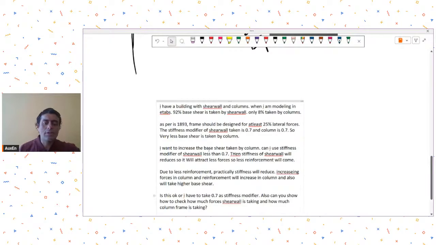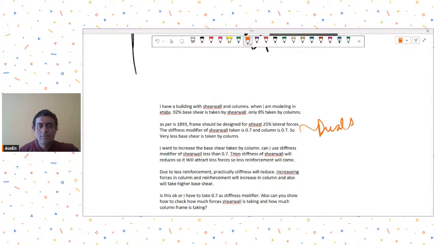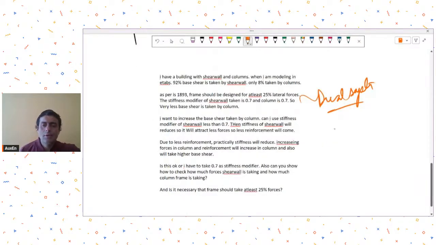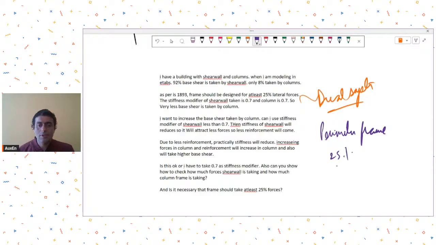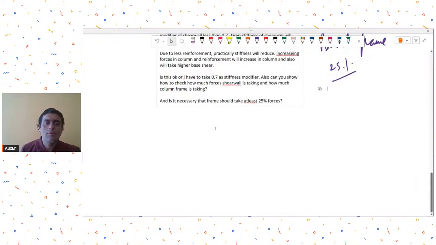So he's asking a question about dual systems, or even in shear wall with column buildings, you are required that whatever shear wall is taking, that's fine. But additionally, the perimeter frame, as per the codal requirement, should at least take 25% of the earthquake forces. Okay. That is the requirement. And generally, because the columns are not stiff enough, you will see that the majority of shear is taken by the shear walls and very little by columns as such.